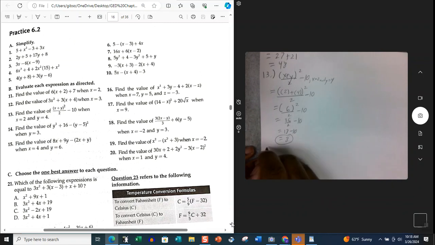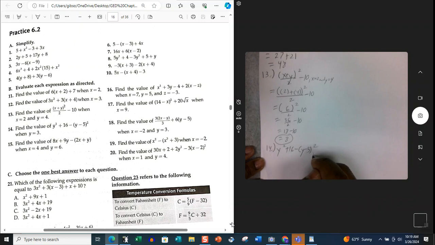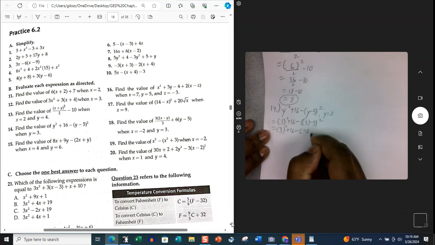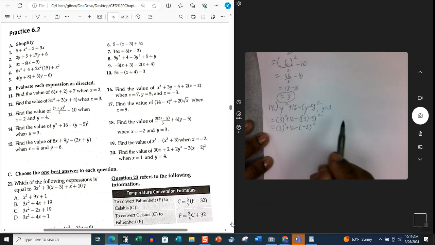Okay, now 14. It says find the value of y squared plus 16 minus y minus 5 squared. And they tell us that y is 3. So we substitute in 3 for y. Wherever y appeared, we'll put 3 in its place. Now, according to the order of operations, we're supposed to do what's in parentheses first. 3 minus 5 is a negative 2. And that's in parentheses squared.